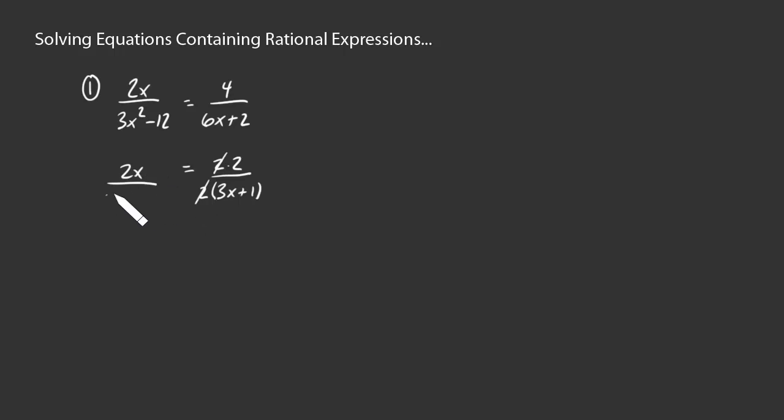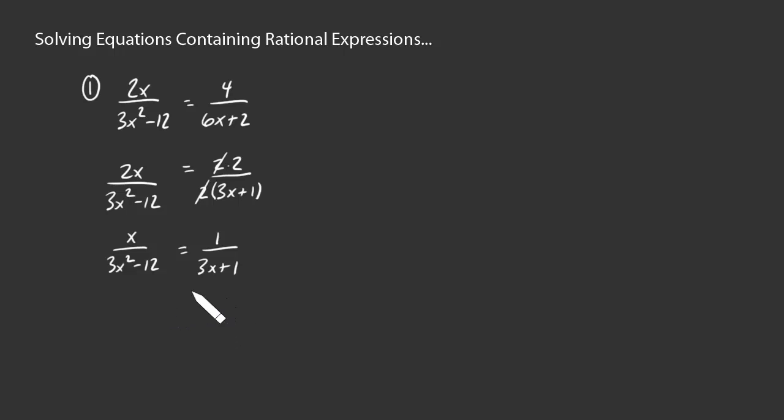We're left with 2x over 3x squared minus 12 on the left-hand side. Here again, we've got 2 times something equals 2, technically times 1 over something. We could divide by 2 on both sides and reduce things even further. So dividing by 2 or multiplying by half on both sides, either way you want to think about it, that 2 is going to go away, right? And we're left with x over 3x squared minus 12 equals 1 over 3x plus 1. So there are some things we can do just to get the numbers down a little bit smaller before proceeding with the rest of the problem.